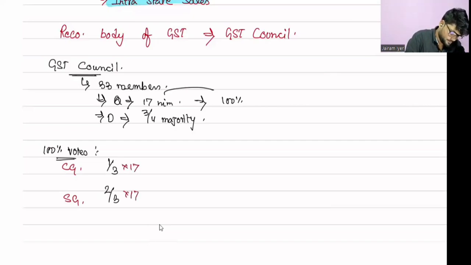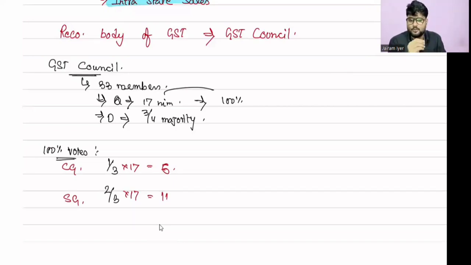Sir, 13 plus 4. 17. Correct. What is it coming? Calculated. 1/3 of 17 is what? Sir, it's 5.66. Okay, let's keep it 6. So let's keep it 11. Yes, correct. So see, don't get confused that I'm saying only when 2 members of union are there, that means only 2 votes can be done. No, among 17, among 100%.